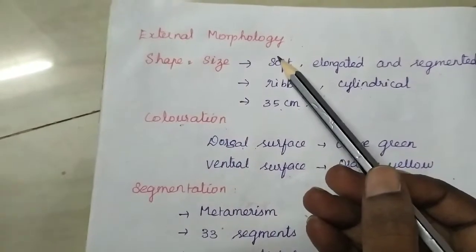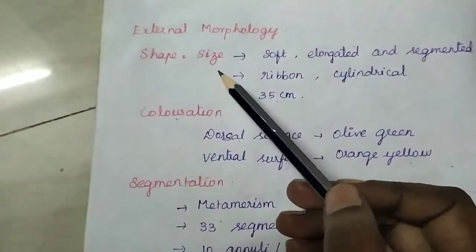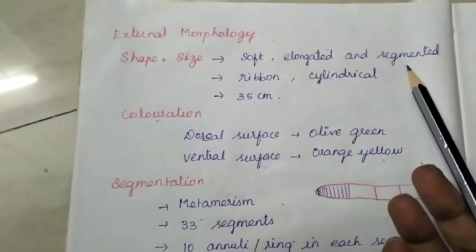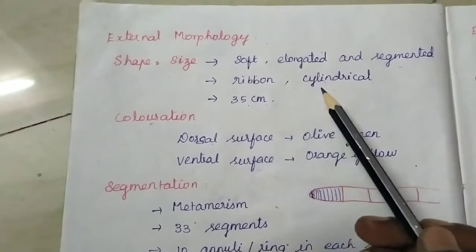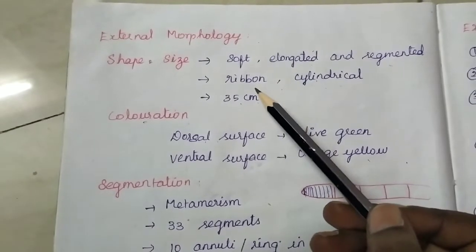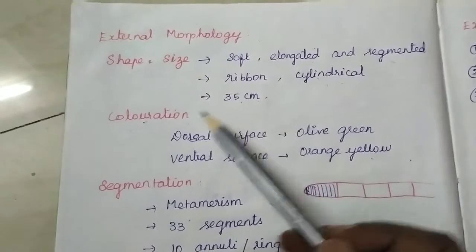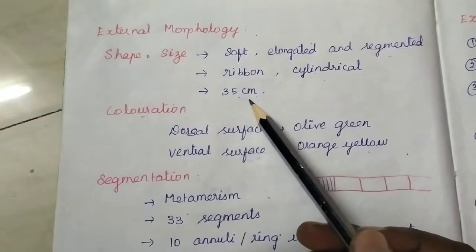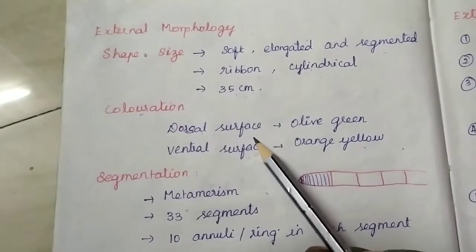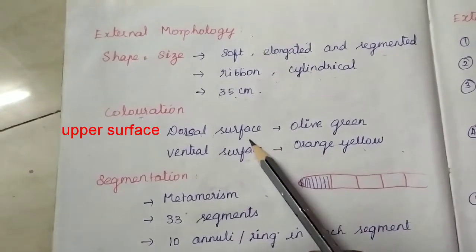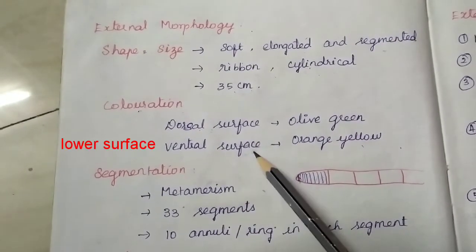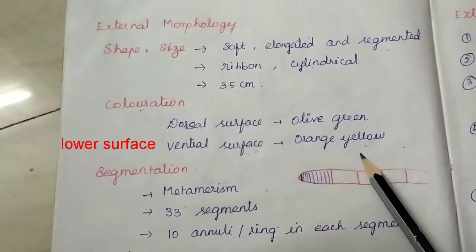External morphology of the leech. First, we will see the shape and size. Leech has a very soft, elongated and segmented body. So, when it is contracted, it is cylindrical in form. When it is relaxed, it becomes ribbon shaped. And it can grow up to 35 centimeters in length. Next, coloration. The dorsal surface is the upper surface. The upper surface of the leech is olive green in color, and the lower surface, that is the ventral surface of the leech, is orange yellow in color.